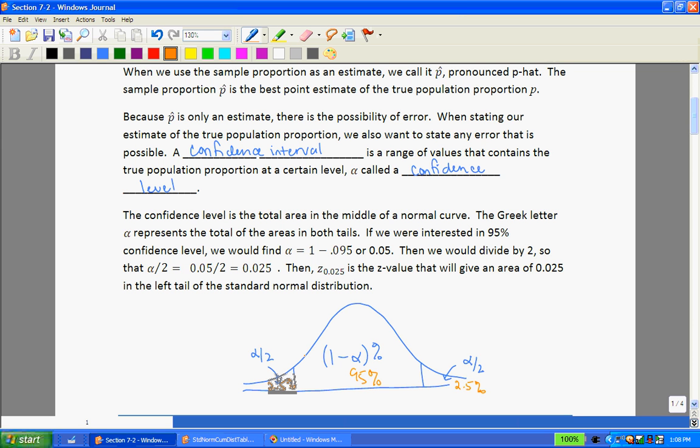So 1 minus 0.95, that should be 0.95 like that, or 0.05. Then we take that divided by 2 and we get 0.025. So then z sub 0.025, remember we looked at that back when we learned about looking up normal table values. That's the z value that will give an area of 0.025 in the left tail. So we're looking for a z value right here, and that's ultimately what we'll use to calculate our confidence interval.